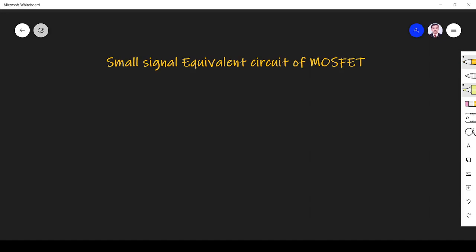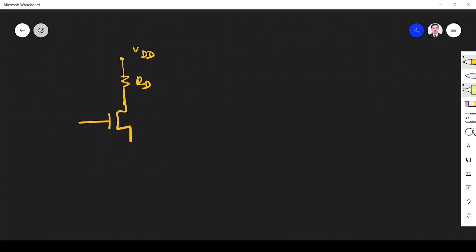Hi friends, in this video let us learn about the small signal equivalent circuit of MOSFET. Before learning this, we must know how to draw the AC model of the MOSFET. For that, we take one common source circuit. Let us assume this is the drain resistor RD. We have one common source NMOS, so this is the NMOS transistor.